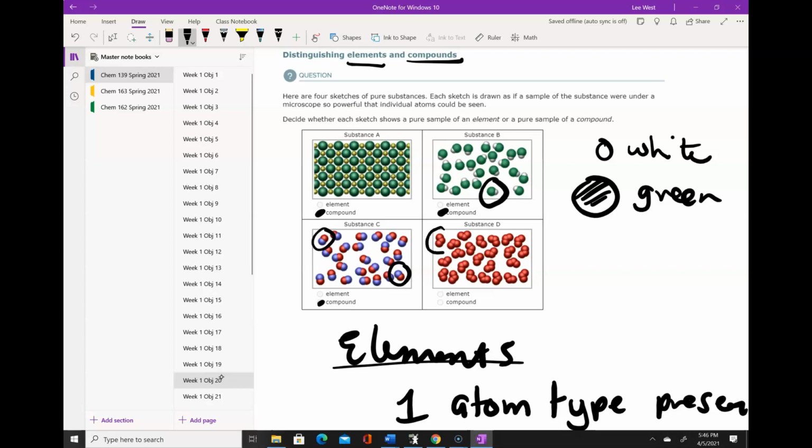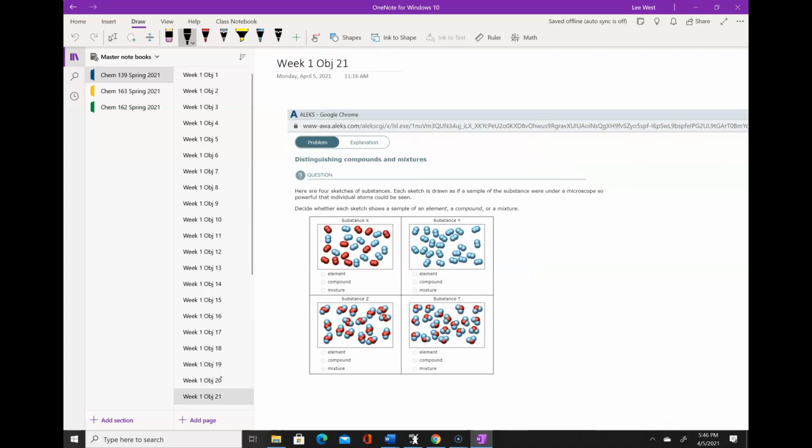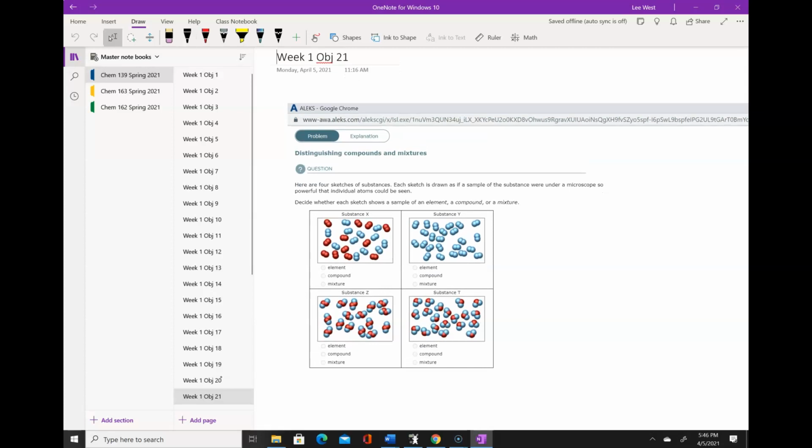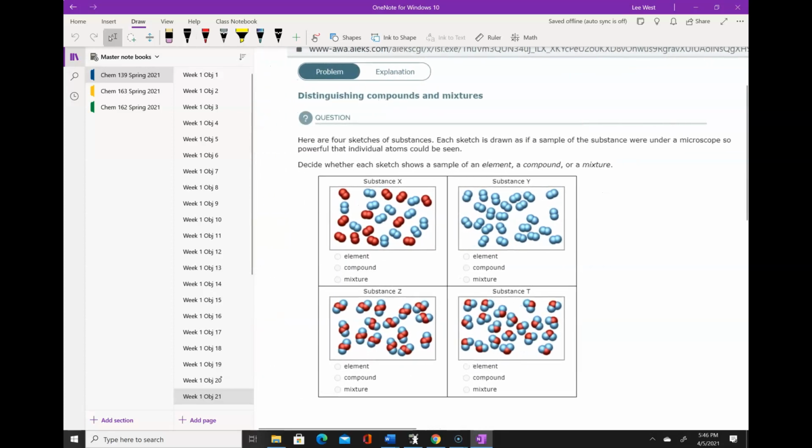But in D, we only have one type of atom present. It's those red ones. It's got to be an element. So that's it. Pretty straightforward. Okay. Now this looks more complex.